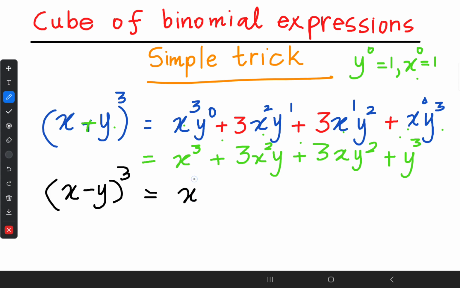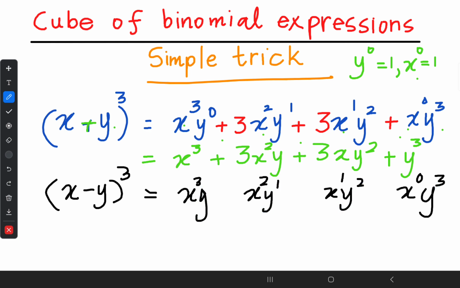First x cubed, then x with the power of 2, x with the power of 1, x with the power of 0. Then y cubed, no? So from the last, y cubed, y squared, y with the power of 1 and y with the power of 0. Since these are cubic functions, in the second value and in the third value, we must denote the number 3.